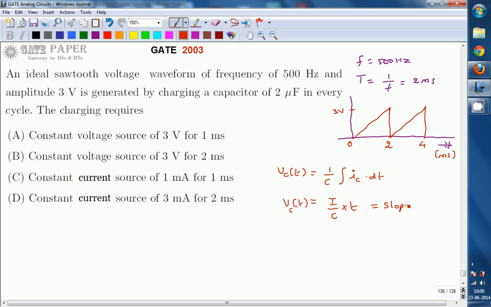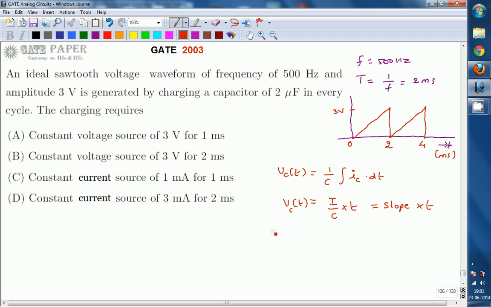I by C is the slope, so Vc of t is linearly varying, looking like a straight line equation with positive slope. So V naught of t, the output voltage generated, is also a straight line with positive slope. So Vc of t should be equal to 3 volts at the end of 2 milliseconds, because the time period is 2 milliseconds. At the end of 2 milliseconds it has to reach 3 volts.